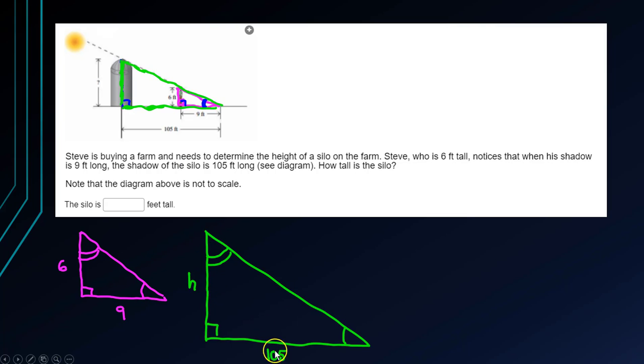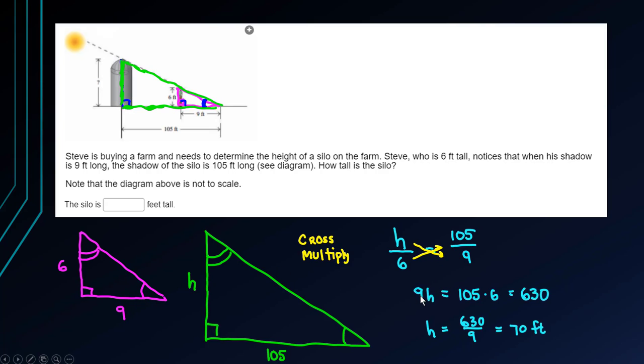Because the corresponding sides of these two triangles would be H and 6, along with 105 and 9. So when I set up this equation, H over 6 would be 105 over 9. And I'm getting ahead of myself here.